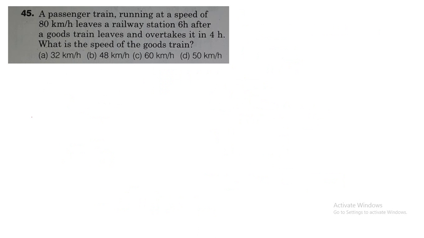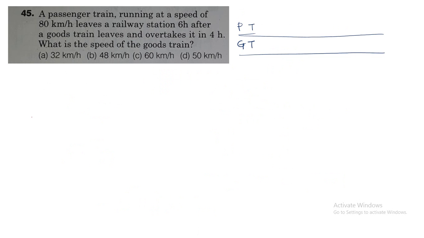A passenger train running at a speed of 80 kilometers per hour leaves a railway station 6 hours after a goods train leaves and overtakes it in 4 hours. So what is the speed of the goods train? So what are the trains we have? We have a passenger train and a goods train. So let these two be the trains we have.